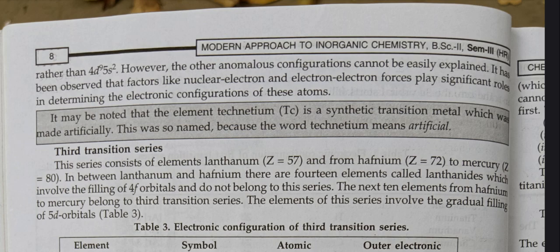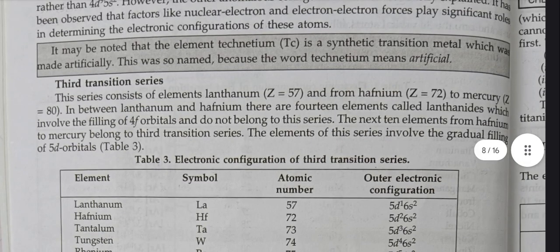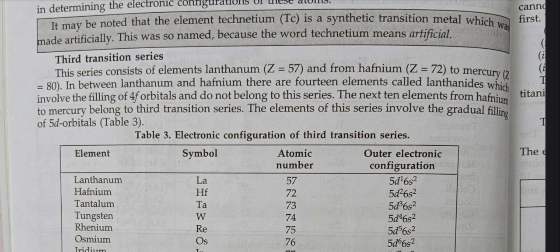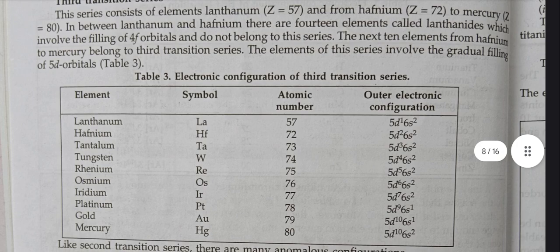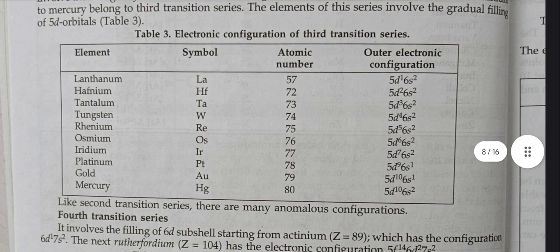Third transition series. This series consists of elements lanthanum, atomic number 57, and from hafnium, atomic number 72, to mercury, atomic number 80. In between lanthanum and hafnium, there are 14 elements called lanthanides which involve the filling of 4f orbitals and do not belong to this series. The next 10 elements from hafnium to mercury belong to third transition series. The elements of this series involve the gradual filling of 5d orbitals. The elements of third transition series are lanthanum, hafnium, tantalum, tungsten, rhenium, osmium, iridium, platinum, gold, mercury. Like second transition series, there are many anomalous configurations.